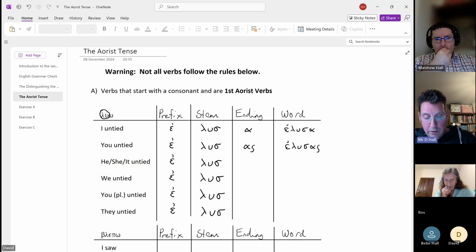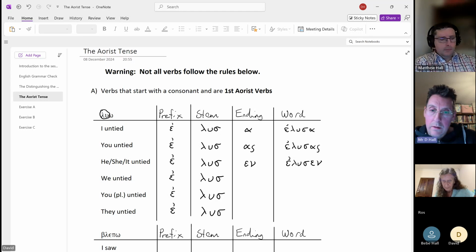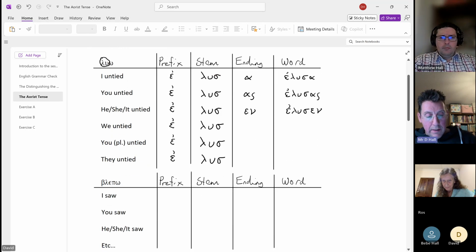It's slightly different for the third person singular, because we break from the alpha part and there is an n. The n might not be there, so that's sometimes put in a bracket, but we'll leave it in for now. So we'll have elusen. That's the peculiar one, if you like. There's the n there, and you'll see why we haven't got an alpha there when we get a bit further down.